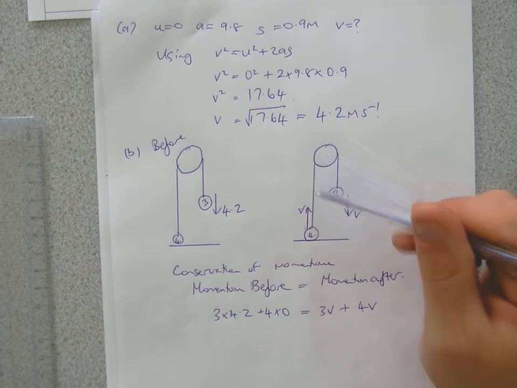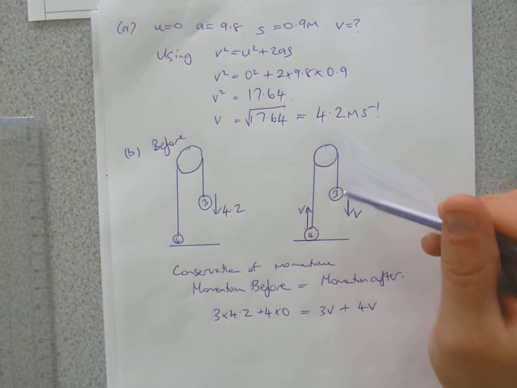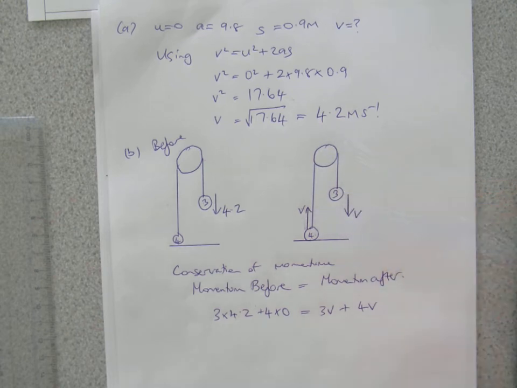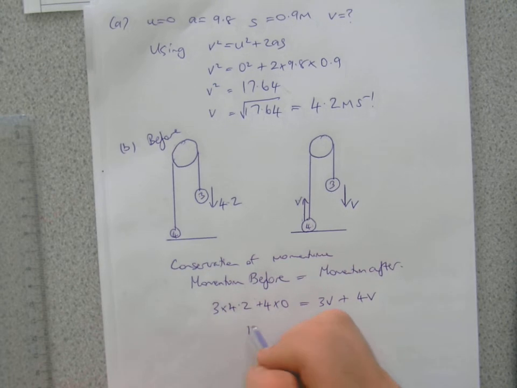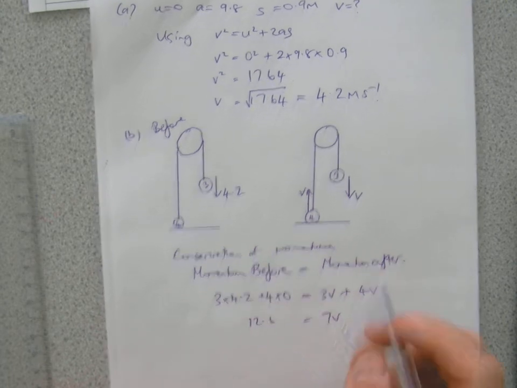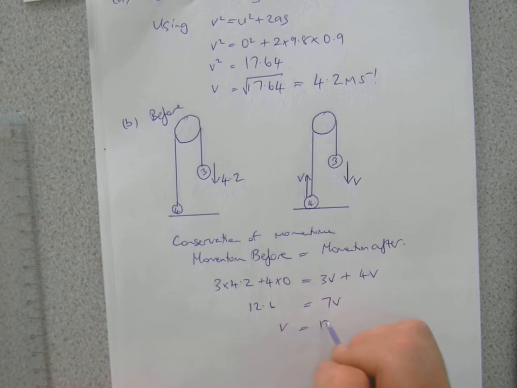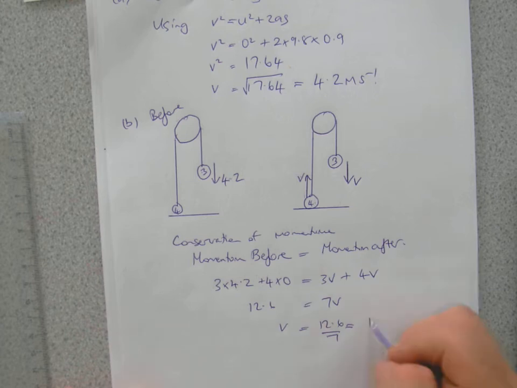So they're both positive v, so this is 7v. Work that out and you get 12.6. Then to get v, you do 12.6 divided by 7. On my calculator, you get 1.8 meters per second.